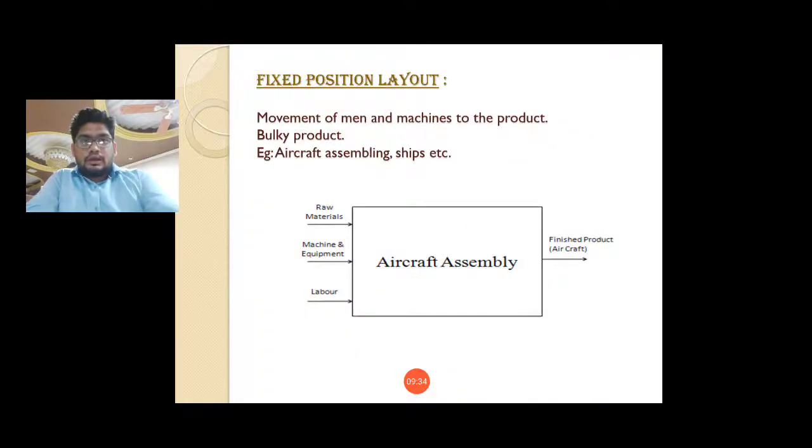Now, fixed position layout is generally seen in aircraft assembly lines or shipyards. The movement of men and machines to the products is fixed because the products are very bulky. They can't be lifted from one place to another for each and every operation.